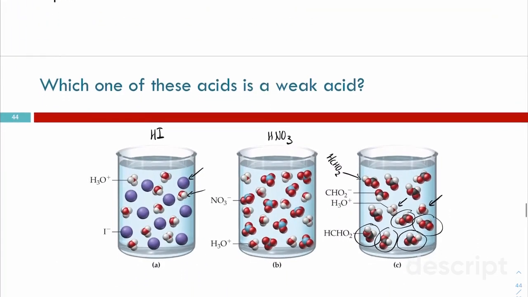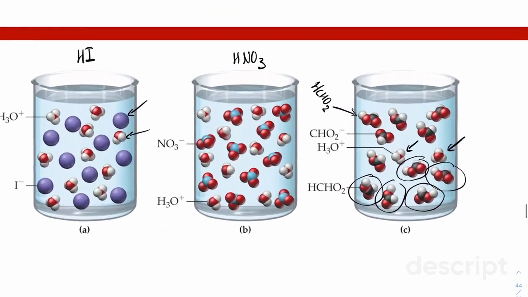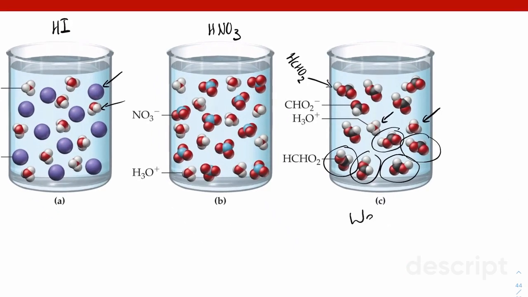So C is the weakest? C here is the only weak acid. This is a strong acid. This is a strong acid.